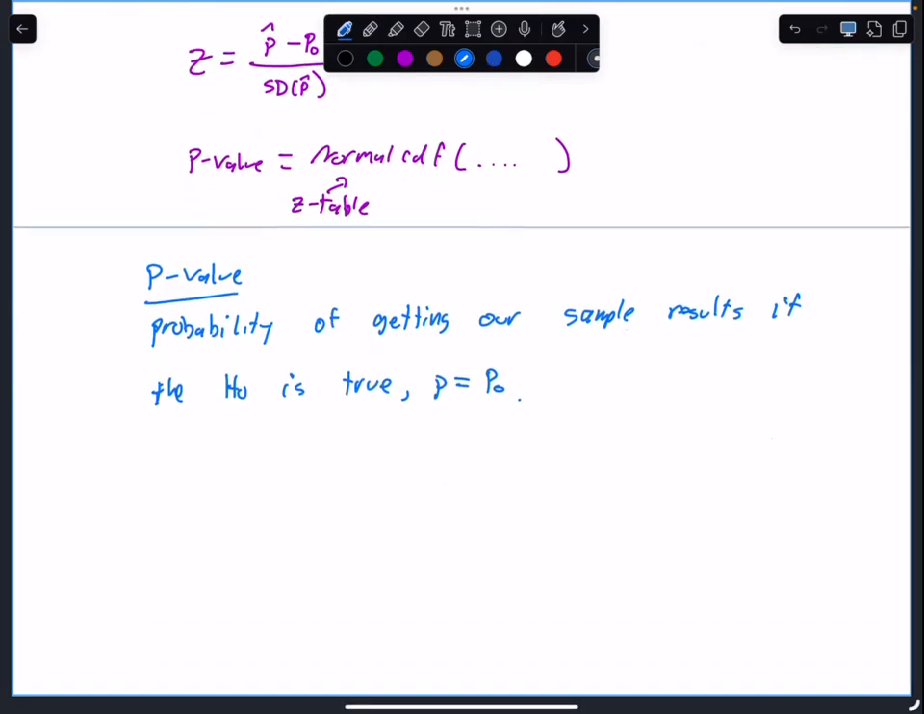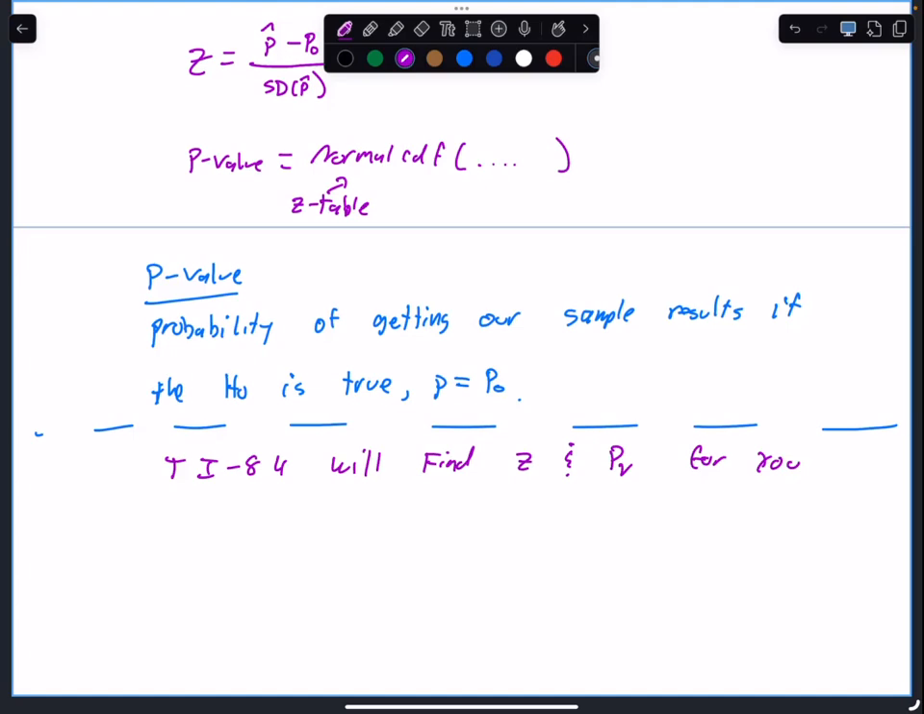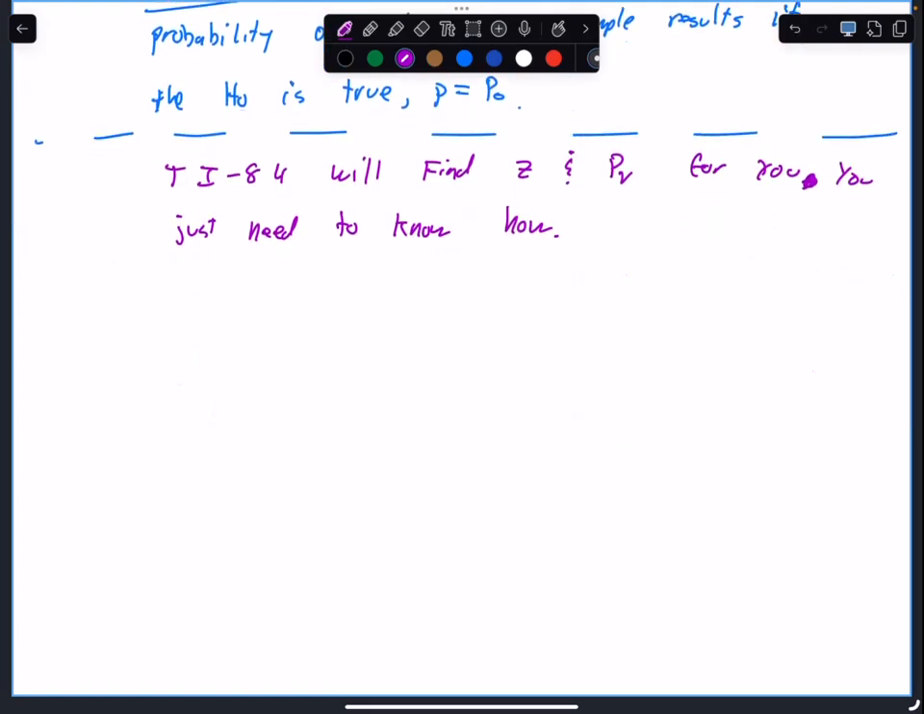And here's a very important thing. The graphing TI-84 will find Z and P-value for you. You just need to know how. And let me now show you how, because if you cannot do what I'm about to show you right now in the graphing calculator, you will fail this exam. Because it relies on you using the graphing calculator.